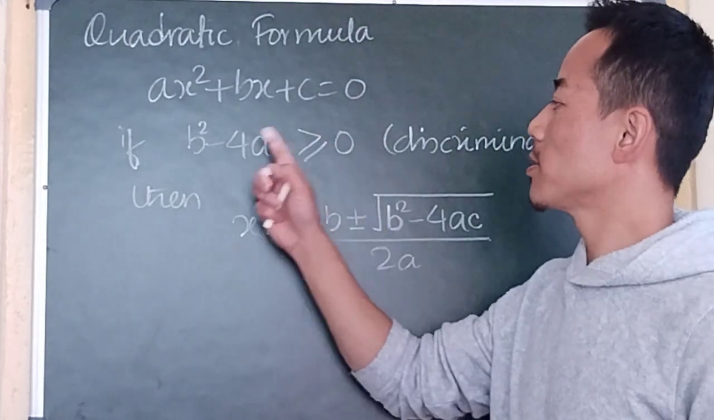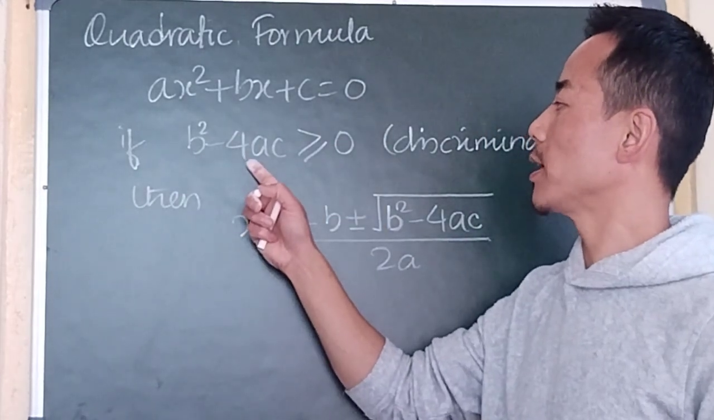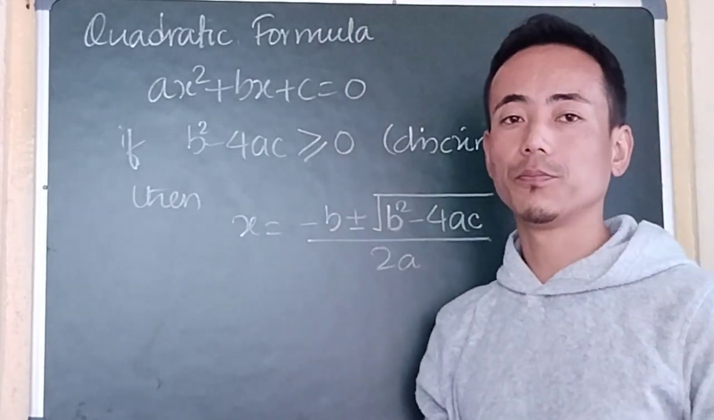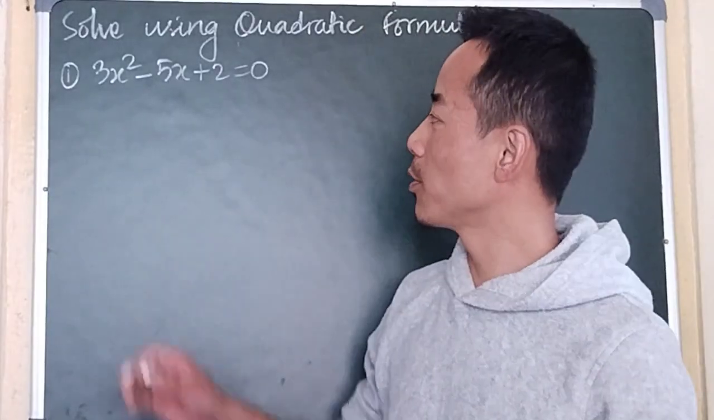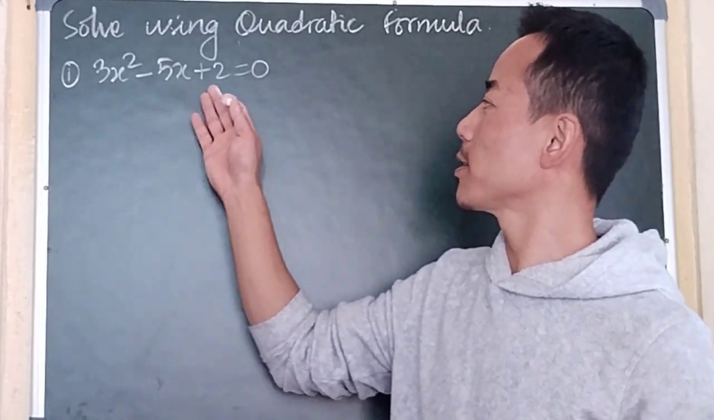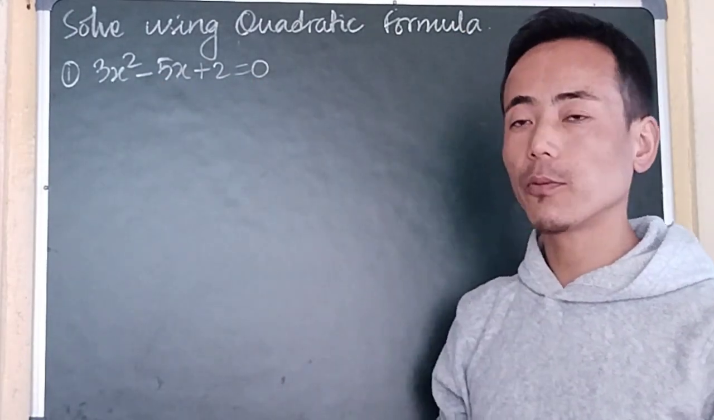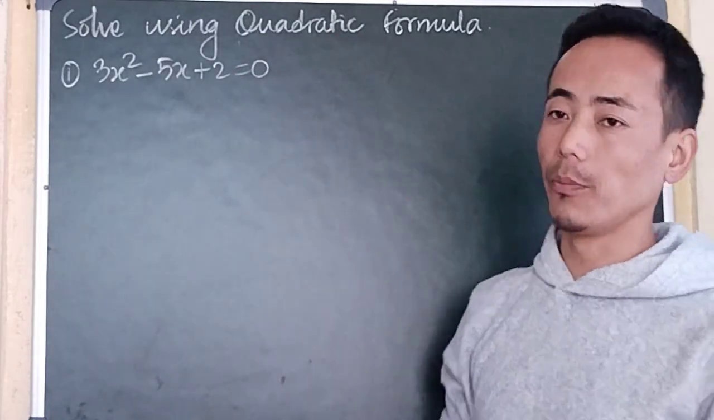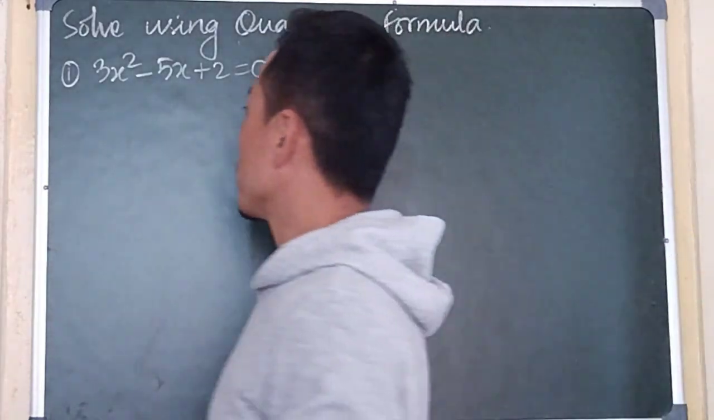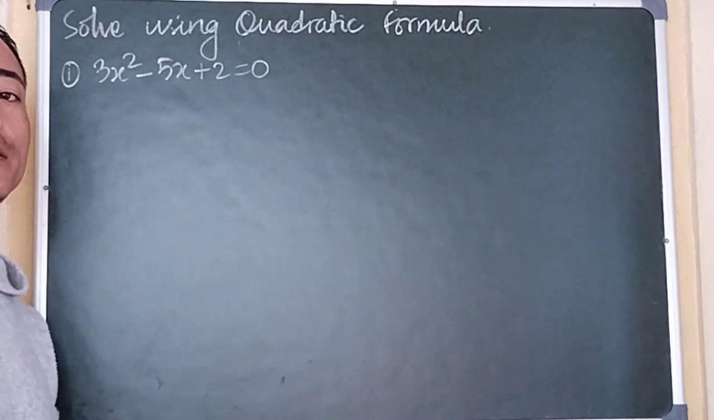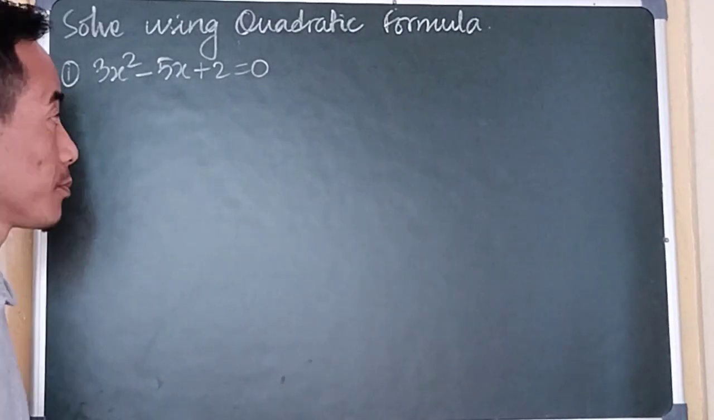So using this quadratic formula, we can find the two roots of this quadratic equation. For that, you have to see whether b square minus 4ac, that is the discriminant, is greater than or equal to 0. Here we have this question, 3x square minus 5x plus 2 equals 0, and you have to find the roots of this quadratic equation using the quadratic formula. As I said, in order to use the quadratic formula, first we will see whether the discriminant is greater than or equal to 0 or less than 0.